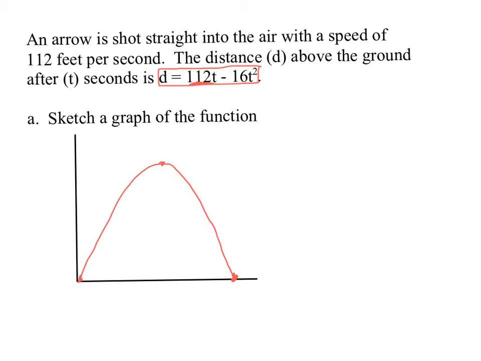So let's see. If I factor out 16t, let's see what I get. 112 divided by 16 is 7, so 7 minus t. So we get 7. So 0 to 7, and then we can find the vertex, the negative b over 2a, or the halfway between 0 and 7, which is 3.5. So this is 3.5, and then plug 3.5 in, and I got 196. All right, so those are the important points.